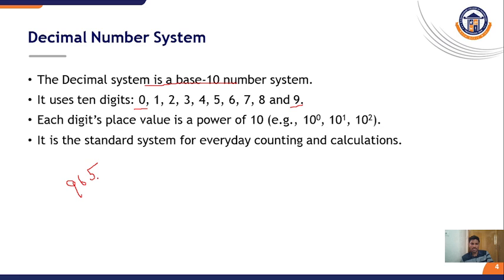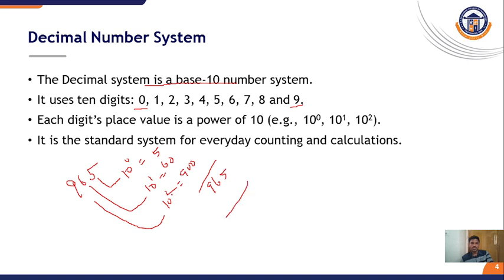The LSB digit has the value of 10 power 0, the next has the value of 10 power 1, and the next has the value of 10 power 2. So 5 into 10 power 0 is 5, 6 into 10 power 1 is 60, and 9 into 10 power 2 is 900. The total is 965. So it is the standard system for everyday counting and calculations.